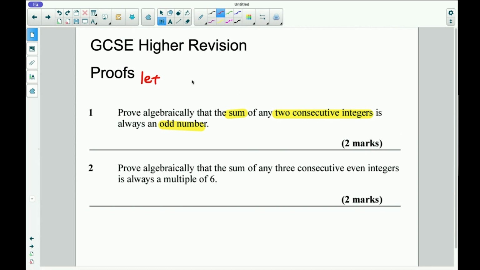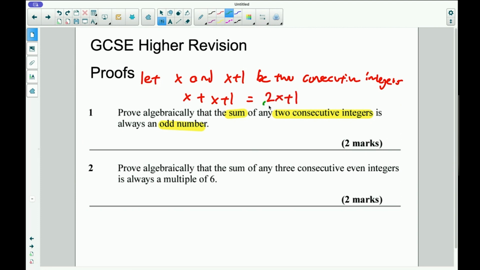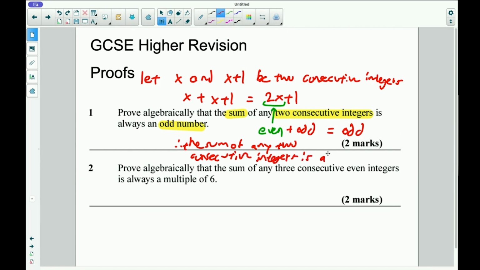So we can say, let x and x plus 1 be two consecutive integers. Then if we add them together, x plus x plus 1, that's going to equal 2x plus 1. We can see here that 2 times some number is going to be even, and even plus an odd number is going to be odd. Therefore, the sum of any two consecutive integers is always odd.